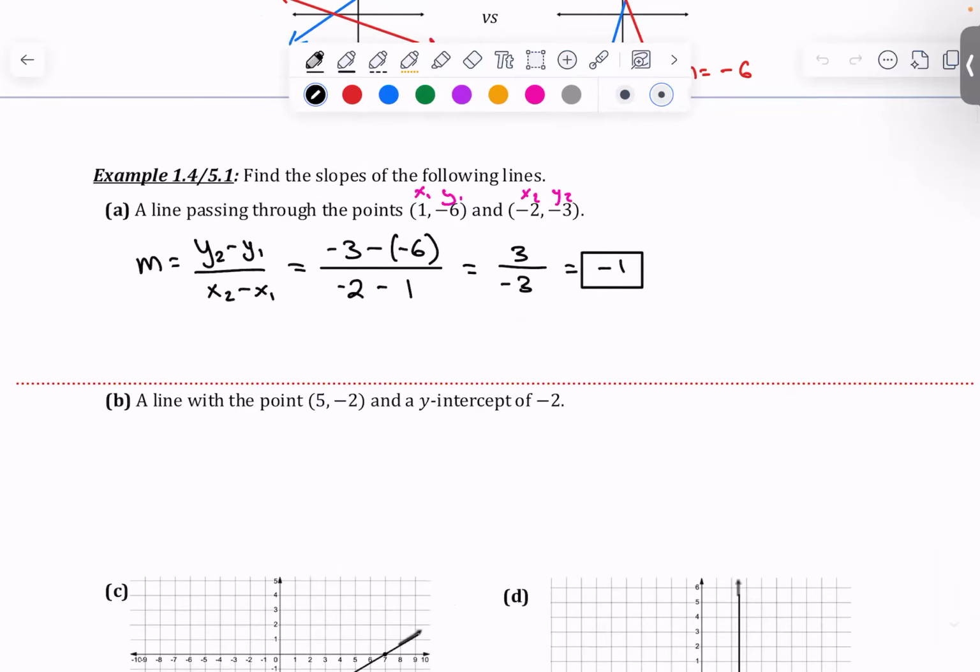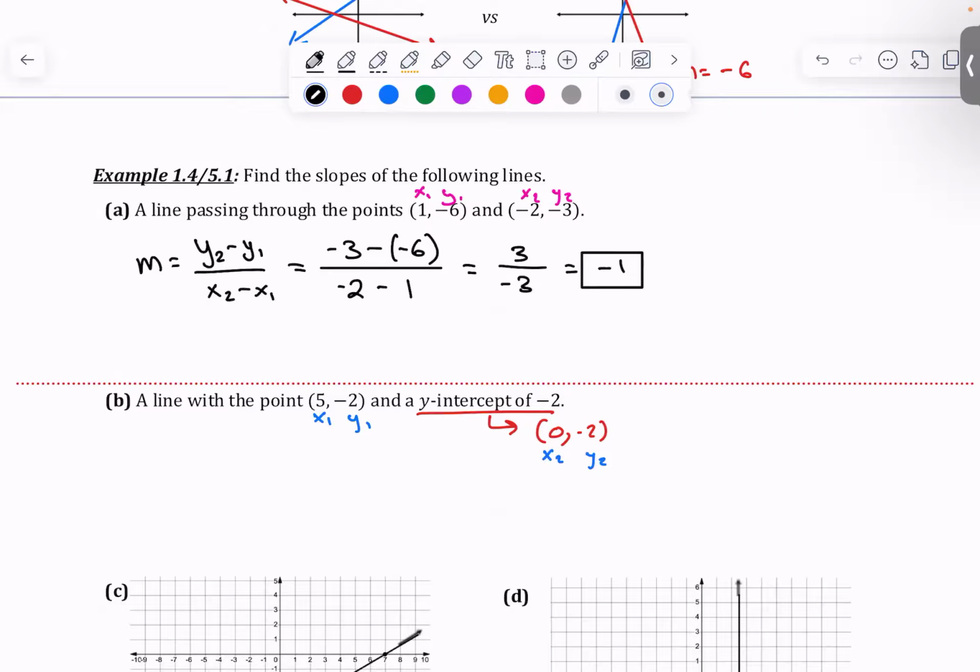So we already calculated the slope one time. Let's do it again now. We have a line with the point 5 comma negative 2 and a y-intercept of negative 2. I don't have 2 points, but yes, I do. Remember, a y-intercept is actually a point. A y-intercept of negative 2 just means the point 0 comma negative 2. So this is my x sub 1, y sub 1, and this is my x sub 2, y sub 2, though it doesn't matter which one you choose for which, just as long as you're consistent.